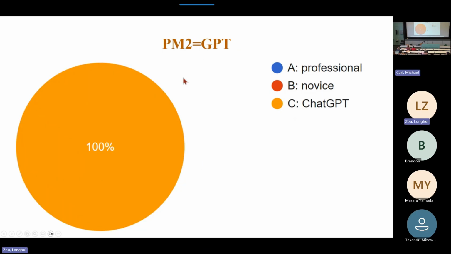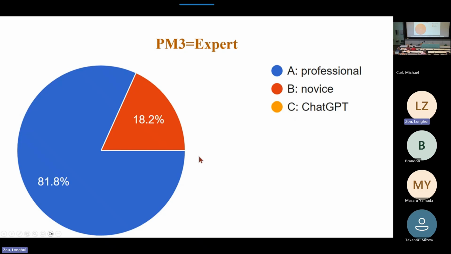And PM2 actually is GPT. It got 100% GPT identification, which is correct. Everyone got it right for the second round. And for PM3, 81.8% identified it as professional, and 18.2% identified it as novice. Students were actually struggling between novice and expert in this round.